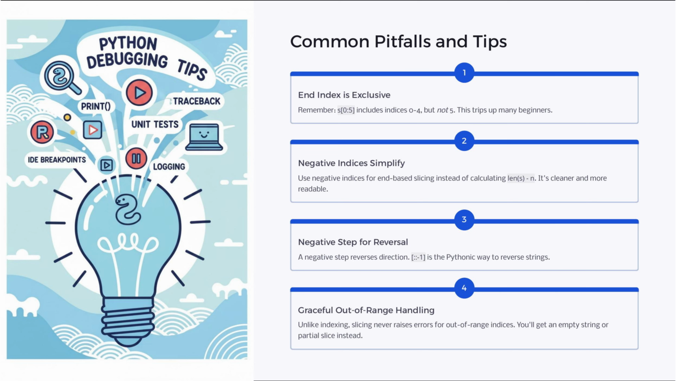String slicing in Python has nuances that can trip up beginners. Remember, the end index is exclusive, so s[0:5] includes indices 0-4. Negative indices simplify end-based slicing, and a negative step like -1 reverses strings. Slicing handles out-of-range indices gracefully, returning an empty string or partial slice without errors.